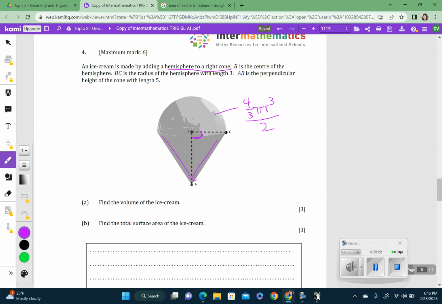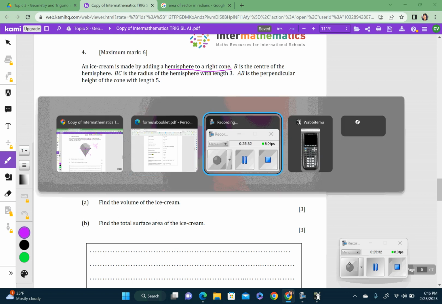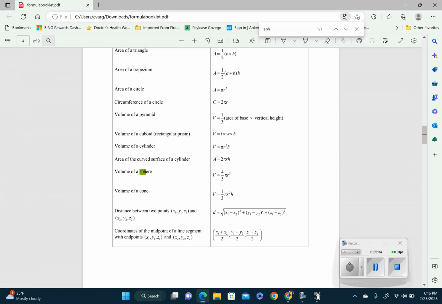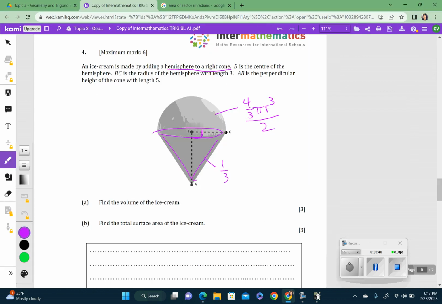And then for the volume of the cone, that formula is 1/3 pi r squared h. Again, where am I getting this from? The volume of a cone is right here: 1/3 pi r squared h. So now all we're doing is plugging some numbers in. To find the volume, we take both of these and add them together.